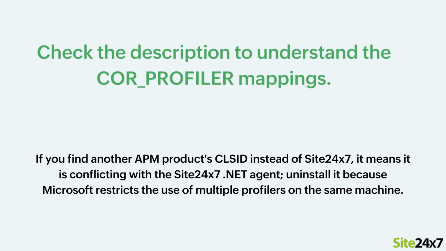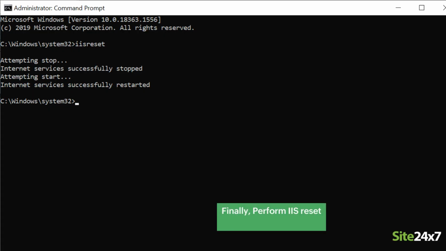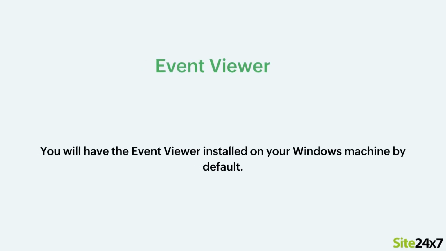If you find another APM product's CLSID instead of Site24x7, it means it is conflicting with the Site24x7 .NET agent. Uninstall it because Microsoft restricts the use of multiple profilers on the same machine. Finally, perform IIS reset. Now, let's see how to find the product using the Event Viewer.